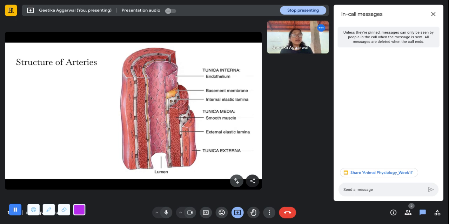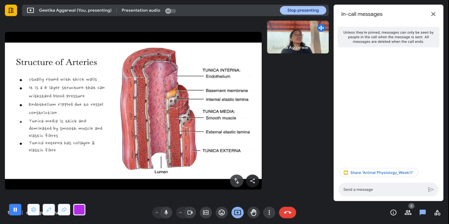Then, along this basement membrane on the outer side, is the internal elastic lamina. Then comes the tunica media, which is made up of smooth muscles. So they're not controlled by the brain; they're just smooth muscles which do not need any control. And then there is the external elastic lamina, and then there's the tunica externa. So you can see here that arteries are very thickly membraned, and they have two elastic membranes, so they can withstand a lot of pressure.